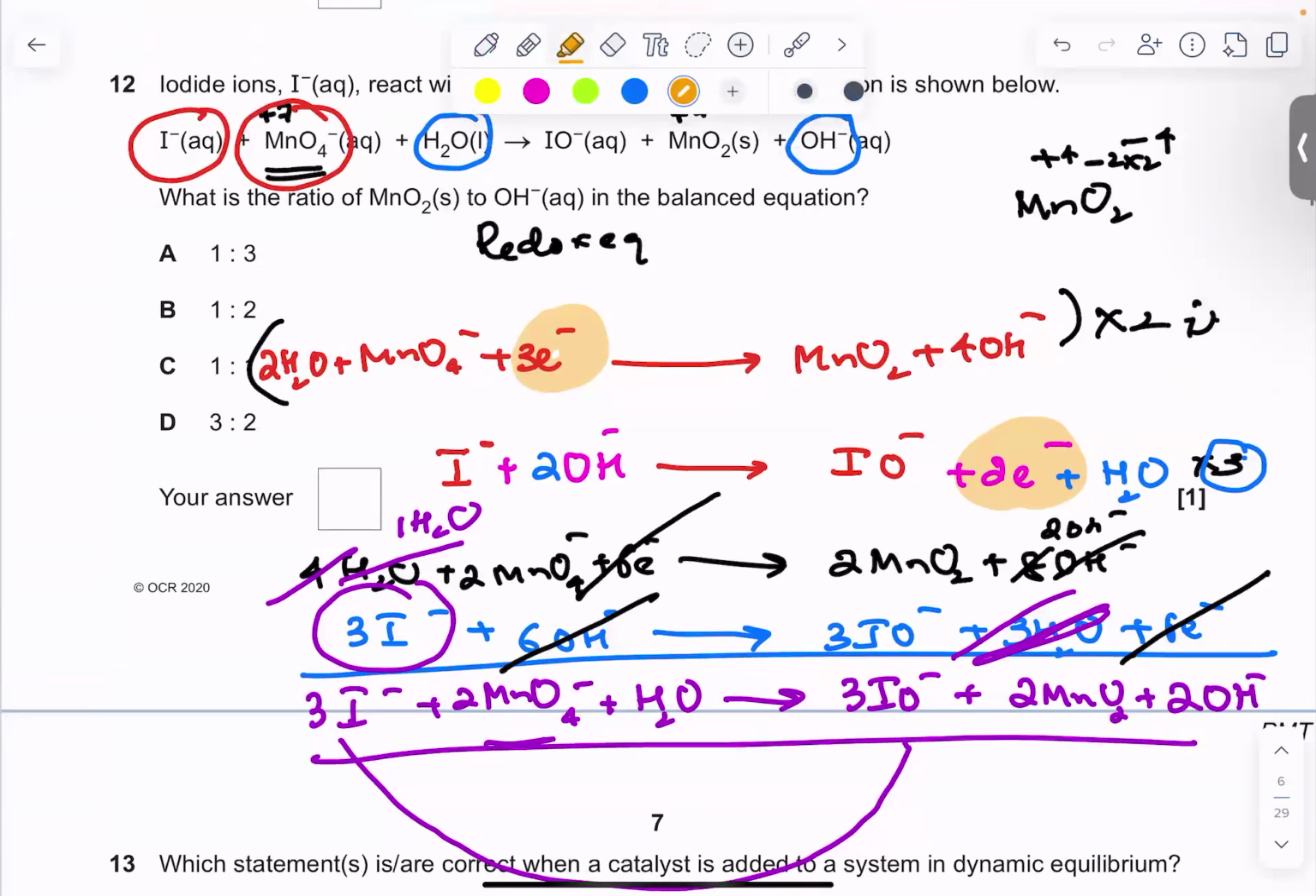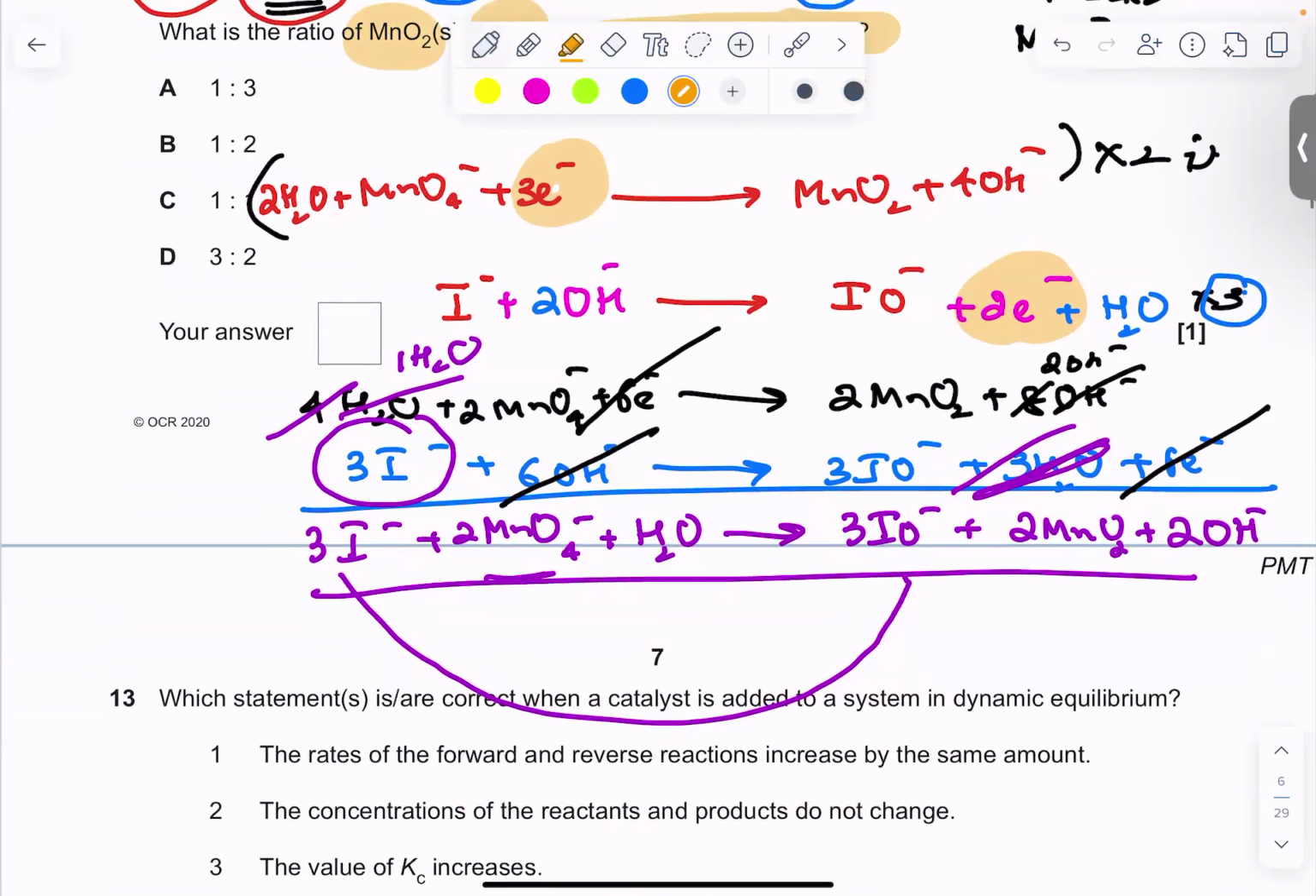Now, what are they asking for? They are asking what is the ratio of MnO2 and OH negative in the balanced equation. So we have already made the balanced equation.